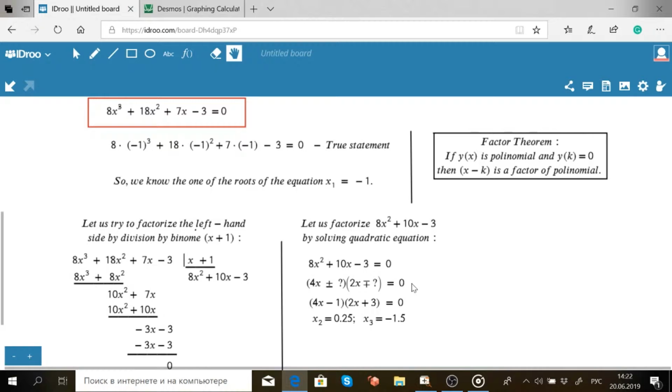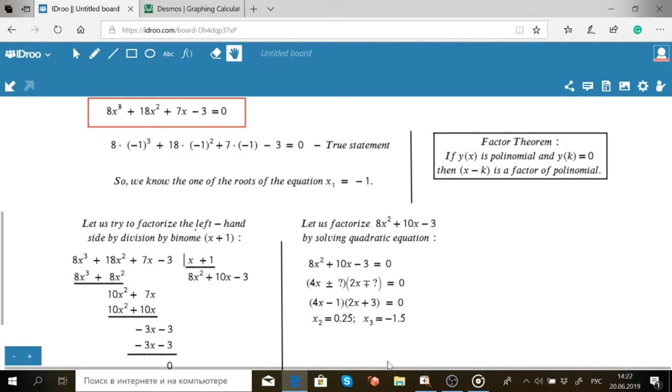Let us look at the last term. It's -3. The sign is negative. It means that the signs in front of the second terms in both brackets should be different. Negative times positive gives us negative. 3 is a prime number. We can present it only as a product of 3 and 1. So, after some probing and checking, we get 2 different factors inside the first and the second brackets, the product of which gives us the initial polynomial of the second order.